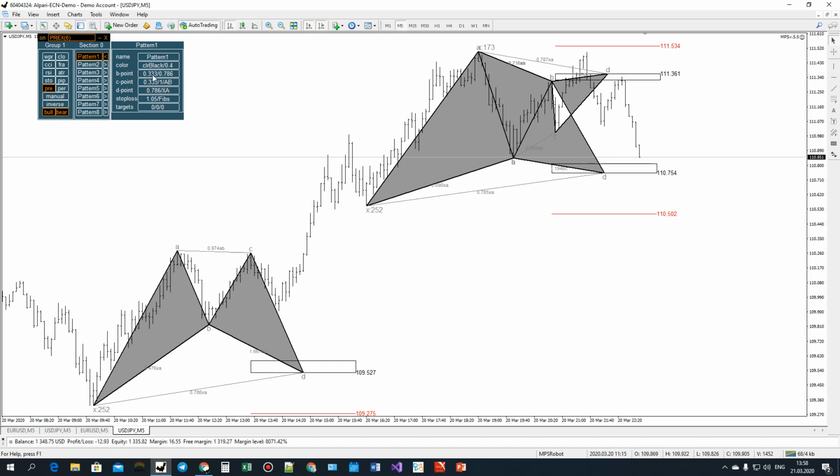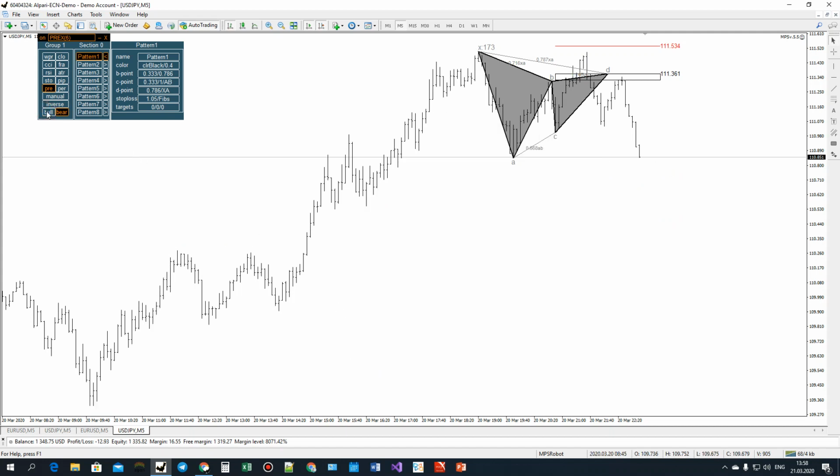So B point is 0.333 to 0.786. C point is 0.333 to 1 of the B leg. D point is 0.786 of XA. Stop loss is 105, and I disable targets. As you can see, bull patterns are disabled. They are invalidated because price never went there. So if you click here, the bull patterns will disappear.